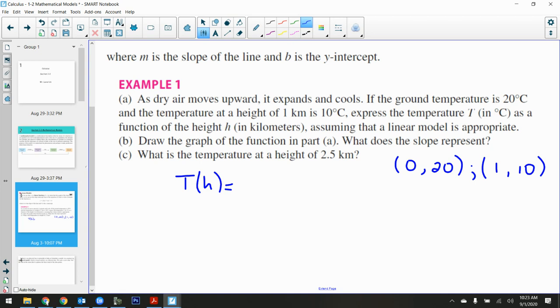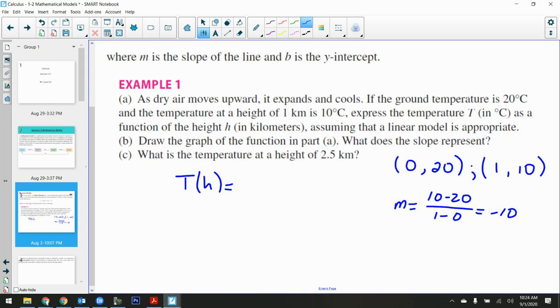Now, right from there, that's basic Algebra 1. How do I create an equation given 2 points? That's exactly what we're going to do. First thing I would need to do is find the slope. The slope would be 10 minus 20 over 1 minus 0, right? Change in y over change in x. So negative 10.